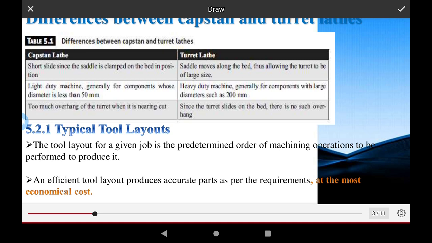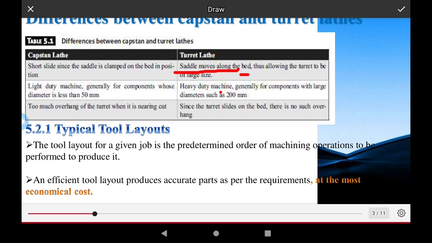All the values are the diameter of the job to be performed by the tool. Okay, and second, turret length. This machine also has a saddle move. The saddle moves along the direction of the bed. Okay, this is the saddle moving along the bed direction.